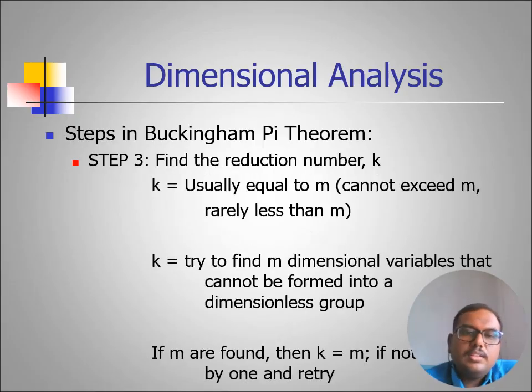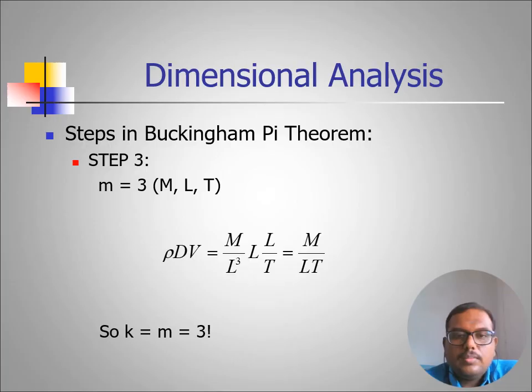In step 3, we define the reduction number. How many dimensionless terms do we need to choose? Find the reduction number k, which usually equals m, cannot exceed m, and is rarely less than m. Try to find the m dimensional variables that cannot be formed into a dimensionless group. If m are found, then k equals m. Here m equals 3, we have found 3 fundamental dimensions M, L and T. Now we arrange that drag force depends on these variables. So k equals m, which is equal to 3.